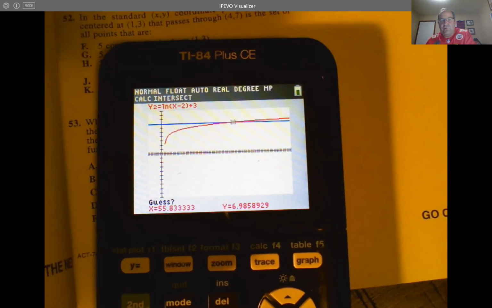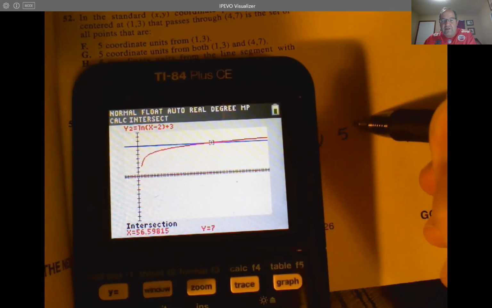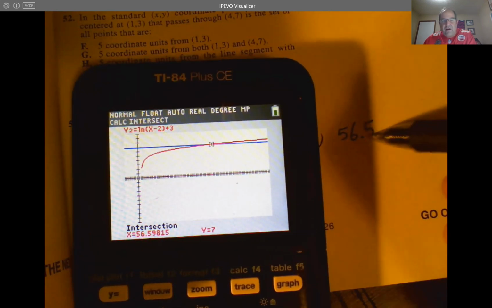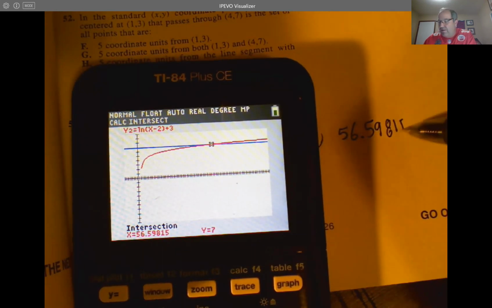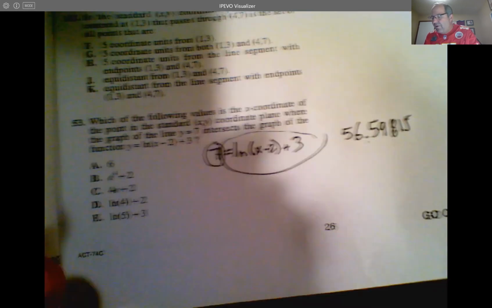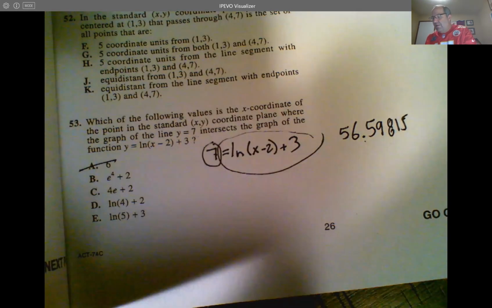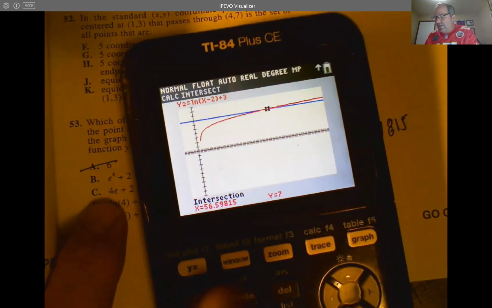1, 2, 3. It tells me the X answer. The answer is 56.59815. All I have to do is figure out which of these answers is the same as this. Now, I don't think 6 is the same thing as that. Let me type this, so I got to go second quit to get out of here.